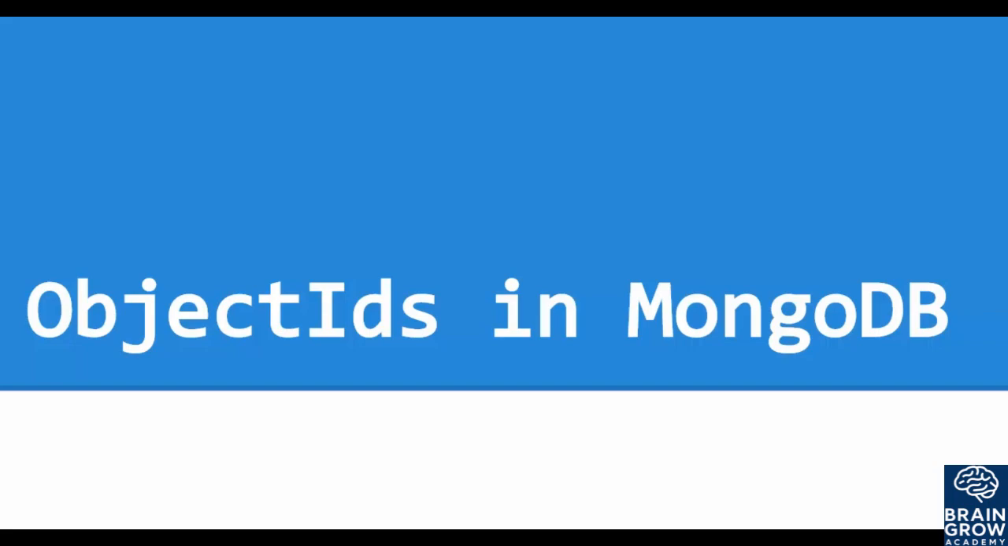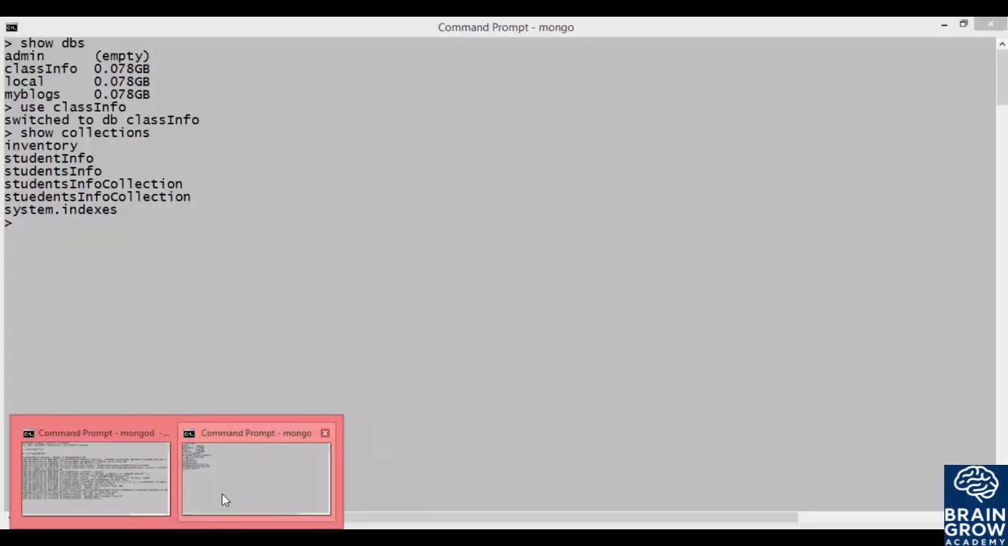In this section, we are going to learn about object IDs in MongoDB. In the last few lectures and sections, we have seen that when we create a document, MongoDB creates an object ID by itself. The object ID in MongoDB is like a primary key, which relational databases create for us. The same way, MongoDB also creates an object ID.